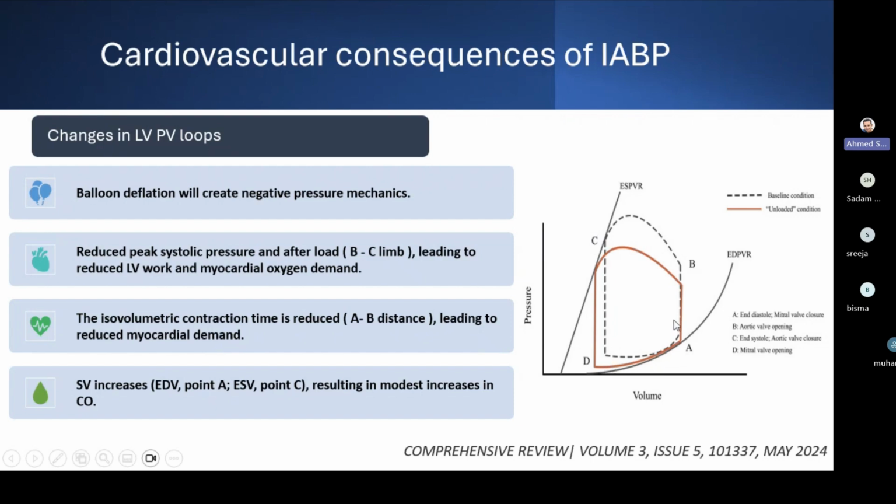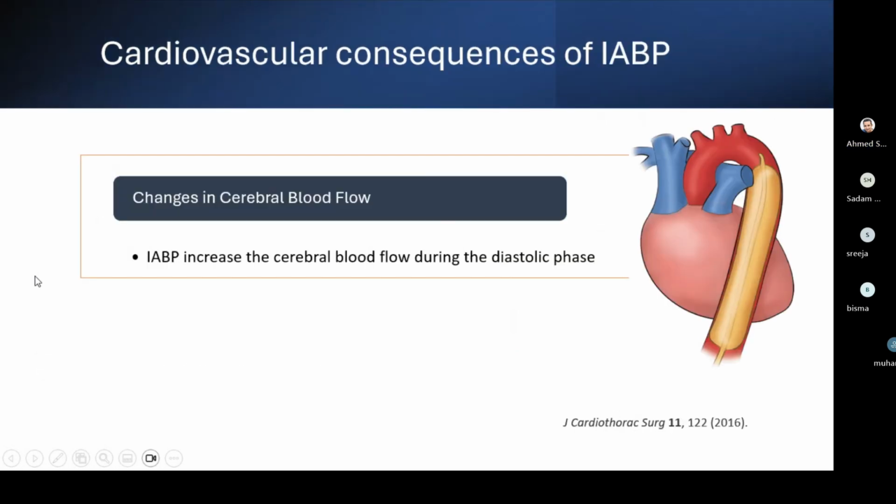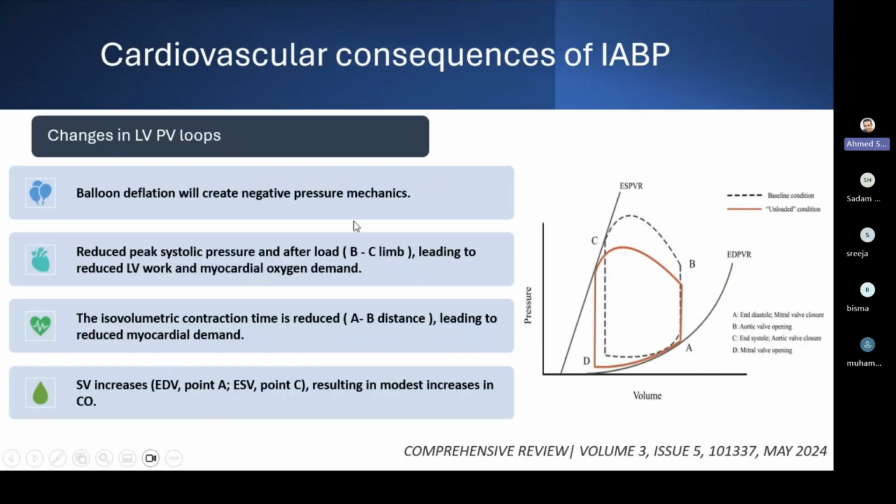And as you notice, after the run of the intra-aortic balloon, the difference between the end diastolic volume and end systolic volume has been increased, which means that the stroke volume has been increased compared to the baseline. And as you see, the changes in the pressure volume loops are demonstrated here: reduction of the peak systolic pressure and reduction of the afterload, and both of them will lead to reduction of the workload by the heart, and this will lead to reduction of the oxygen demand.